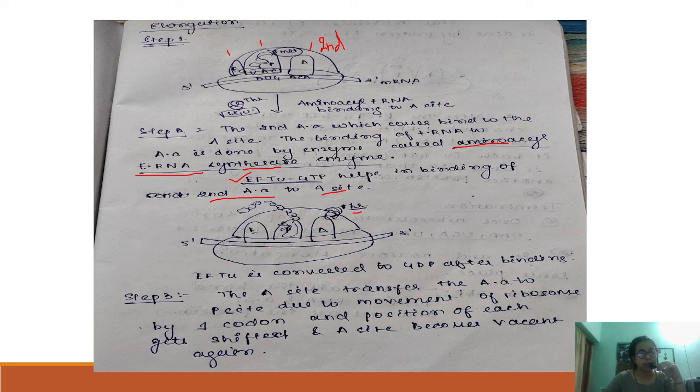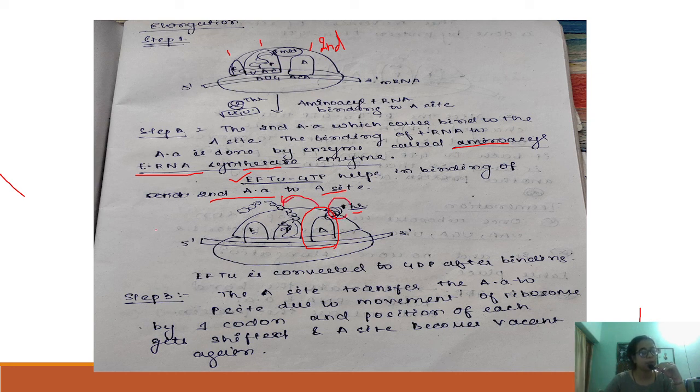The A site transfers the amino acid to the P site due to the movement of the ribosome by one codon, and the position of each gets shifted and the A site becomes vacant. So what happens? After the binding of the second amino acid to the A site, this amino acid will be shifted to the P site.